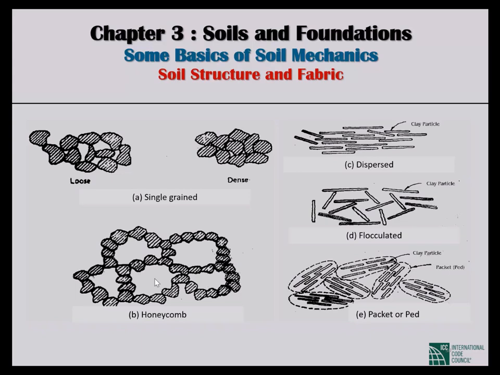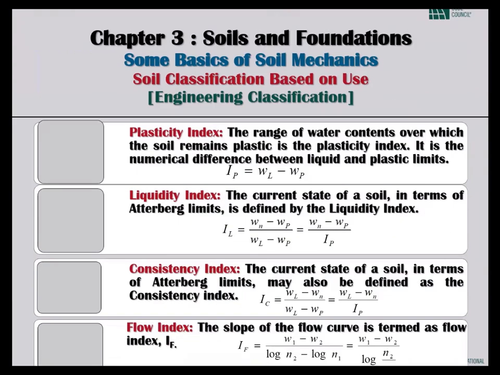It loses its structure. Similarly, flaky particles could be parallel like this because of electrical attraction. We call it dispersed structure. A structure like this, haphazard like this, we call flocculated structure. And one dispersed packet can be attracted by some other dispersed packet, and we call it pad. The property of the soil will also depend on this type of thing. We have to discuss a lot of things, but because of constraint of time, we cannot discuss this very elaborately.